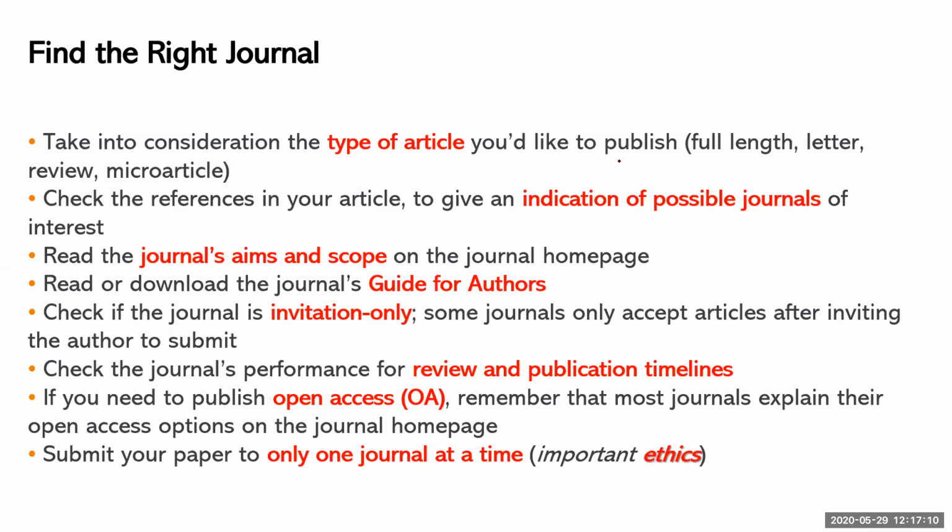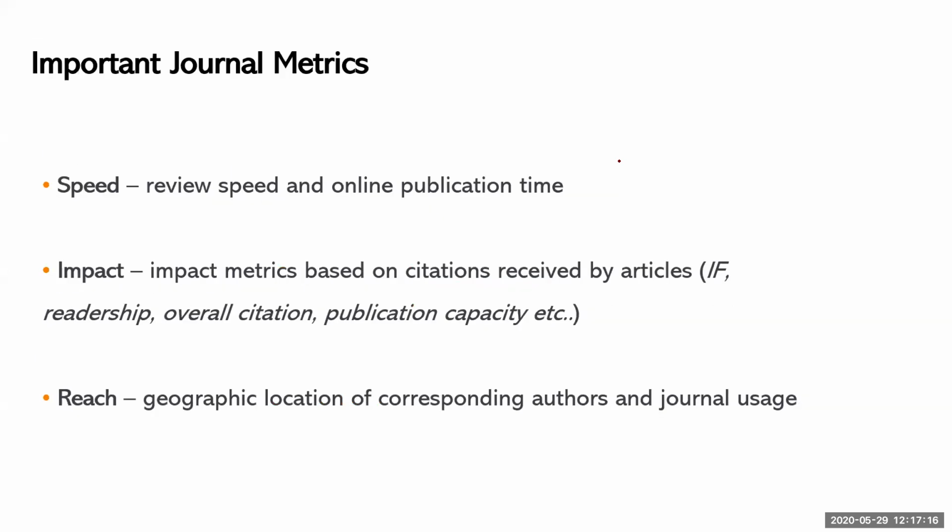So that is some consideration, but the most important for us to consider in terms of the metrics to select the journal is, number one, the speed. You don't want to wait for like 6 months or 12 months to publish results, and you have to graduate in a limited time. The impact is also important.